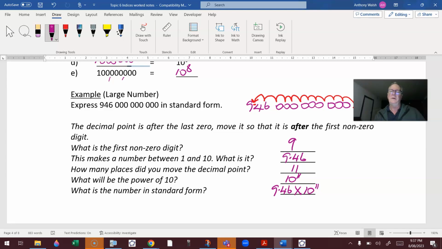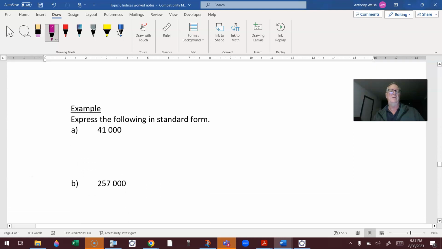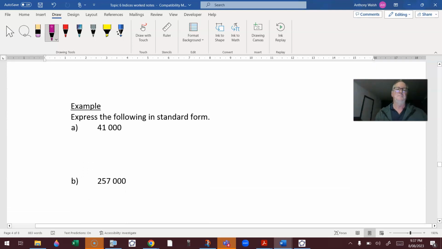So you write down the number between 1 and 10 and times that by the power of 10, raised to the number of jumps that you moved it by. Let's do this example over the page. 41,000. So I'm just going to write 41,000 out here so I can play with it.